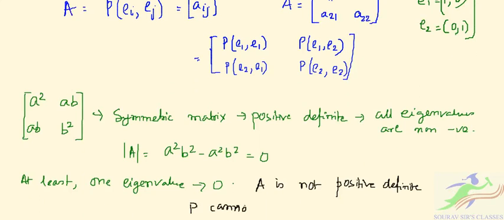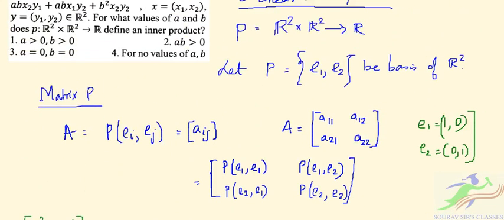So P cannot define an inner product. There should be no values of a and b for which it can define an inner product. So option number 4 is the correct option, no values of a and b.